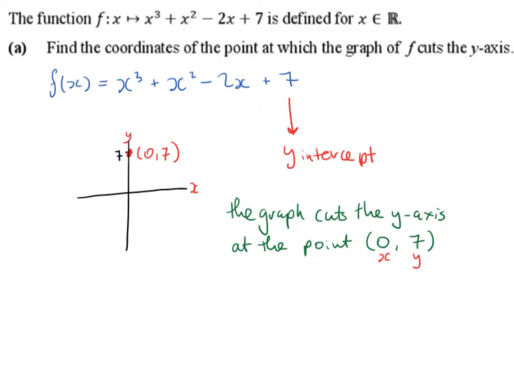And that is the point at which our graph, f of x equals x cubed plus x squared minus 2x plus 7, crosses the y-axis. So the graph cuts the y-axis at the point 0, 7. The place at which any graph will cut the y-axis is when the x value is 0. If I substitute 0 in place of each of these x's, I would have 0 cubed, which is 0, plus 0 squared, which is 0, minus 2 times 0, which is 0, plus 7. So subbing in 0 in place of the x will leave me with 7. So that's where I get the point 0, 7 from.